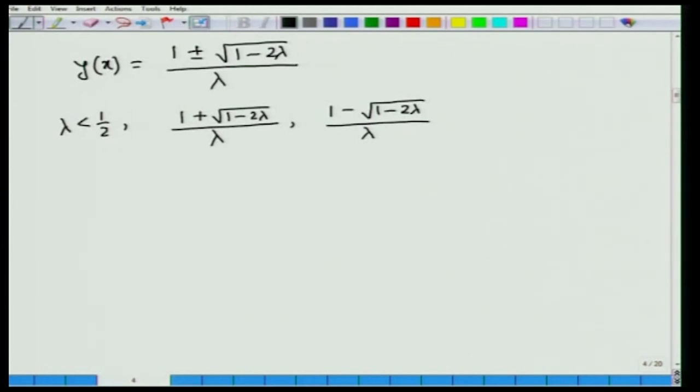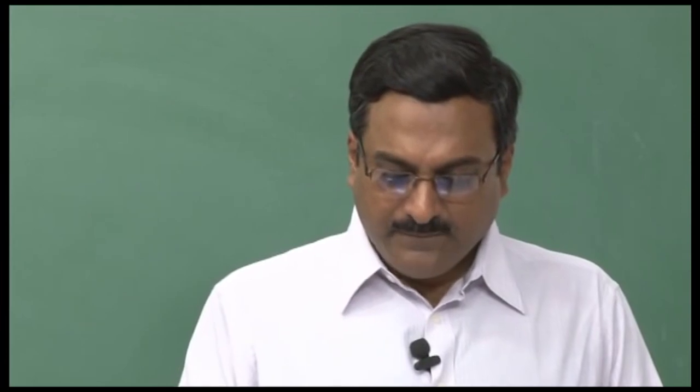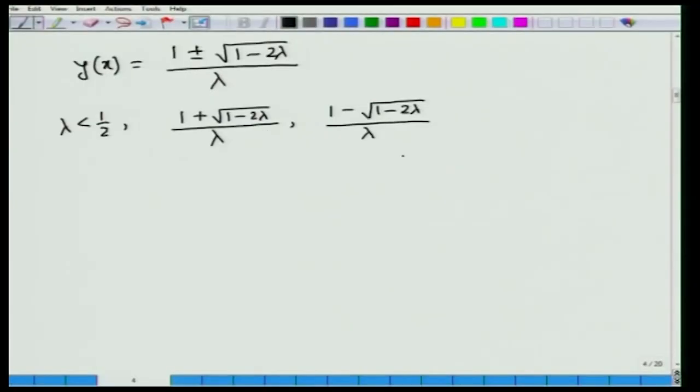So, therefore, we are not getting a unique solution for the given problem, although both these solutions are actually constant. So, that means y(x) equal to constant is a solution to the nonlinear integral equation, but we are getting two solutions. Secondly, both these solutions coincide to one solution whenever lambda equal to half. For lambda equal to half, we can find that both the solutions coincide to 2 only. So, now, this is the most important point, that lambda equal to half is actually called a bifurcation point.